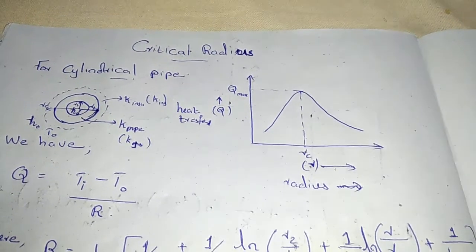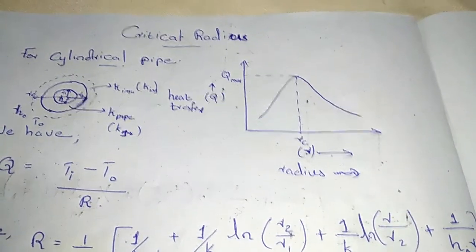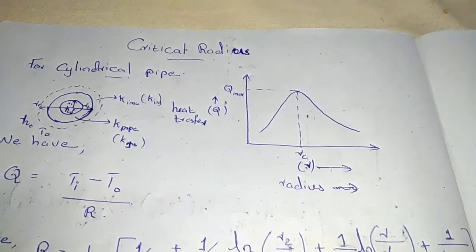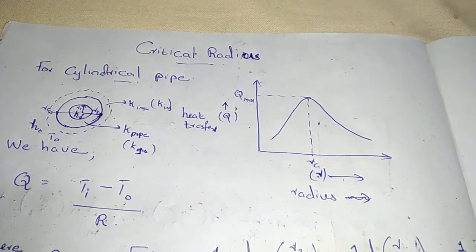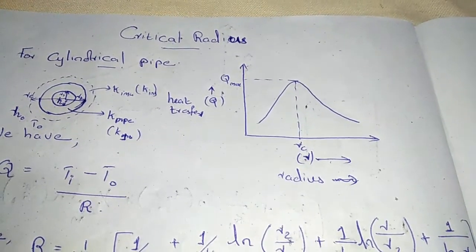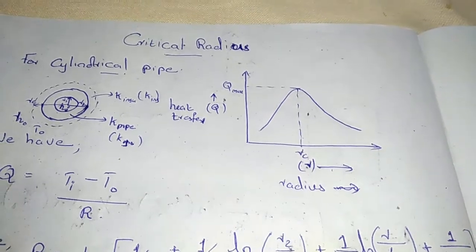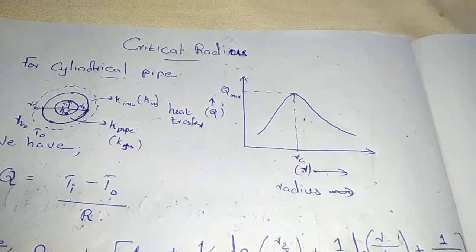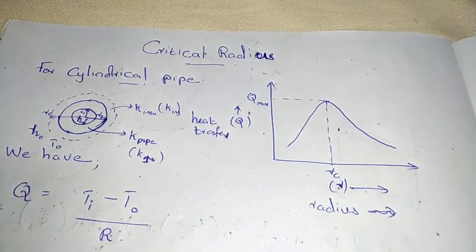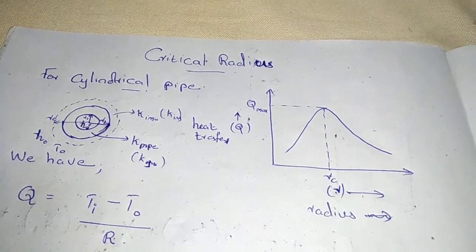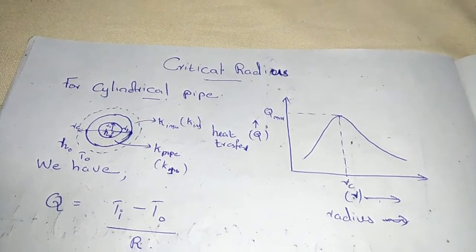Okay, today we are discussing what the critical radius is and how we can derive an equation for this critical radius. Let's consider a cylindrical pipe. Imagine you are covering the outer portion of this cylindrical pipe using a thermal insulator having a thermal conductivity k insulator. The inside radius is R1, the outside radius is R2, and the radius of the insulator is RC.